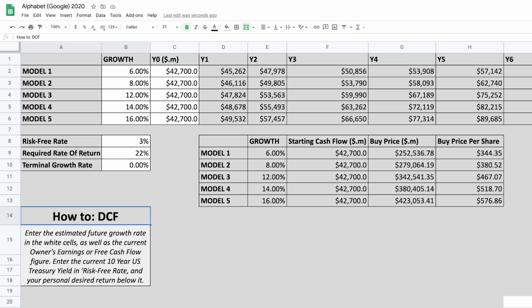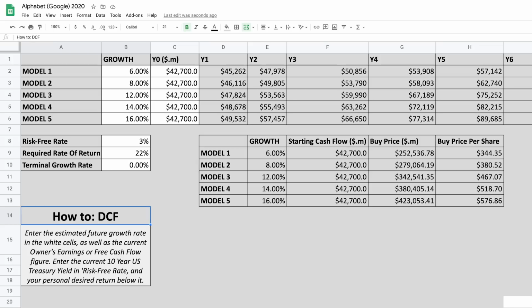And then I am using a discount rate of 22%. And the reason why I'm using a discount rate of 22% is because in reality, I'm targeting a 15% long-term return, but I want a significant margin of safety for errors in my valuation. So I always target a return that is a little bit higher than what return I ultimately want to make over the long term. And that gives me that margin of safety for errors.